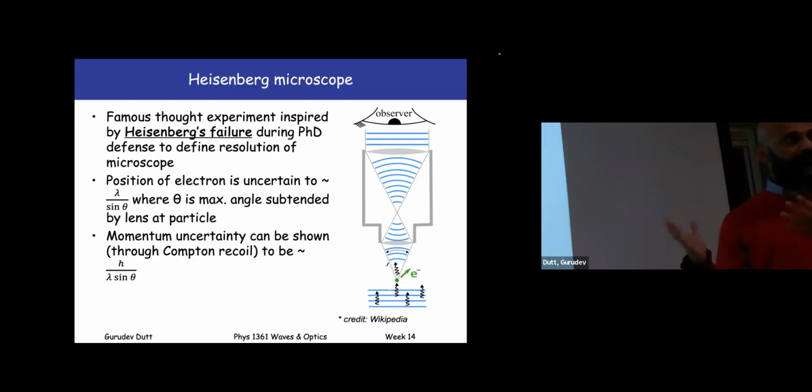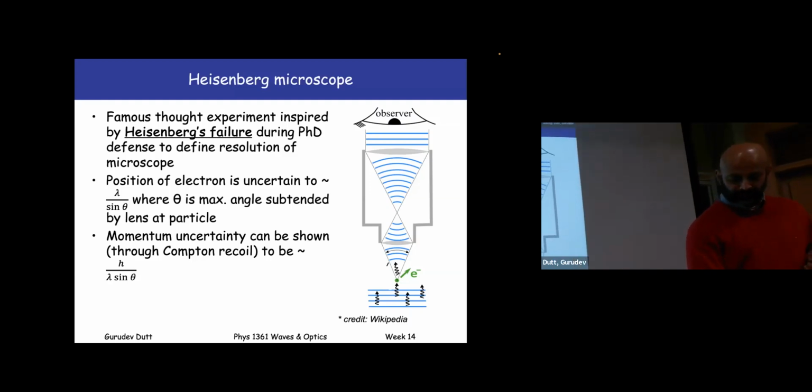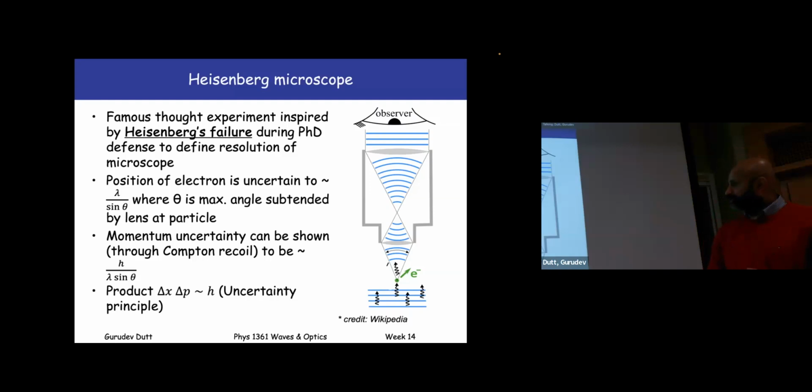I'm not going through the proof here, but you can understand this by going through the steps of momentum conservation with the electron and gamma ray. And the product of these two, the electron position and the electron momentum uncertainty, is h. And so this was the big result, the uncertainty principle that Heisenberg showed. I mean, this was the thought experiment that led him to this result.